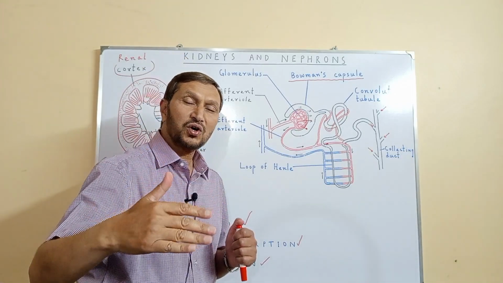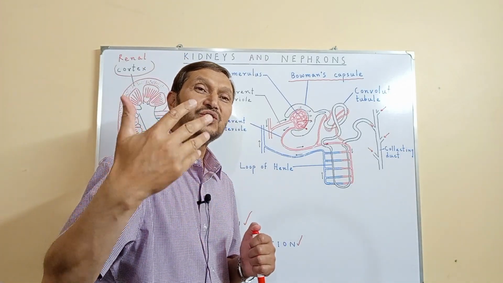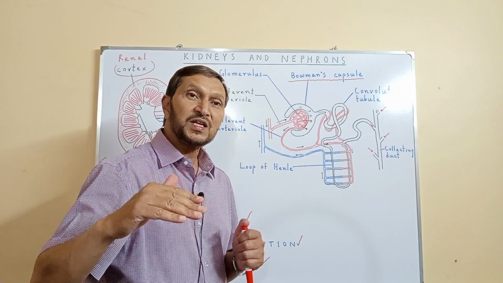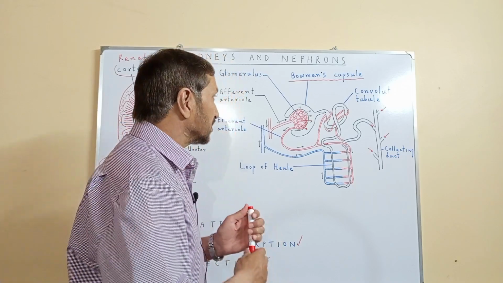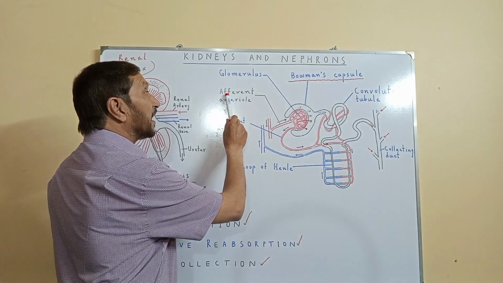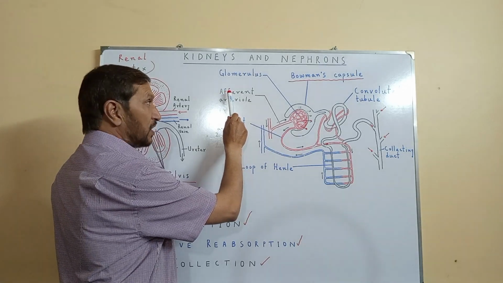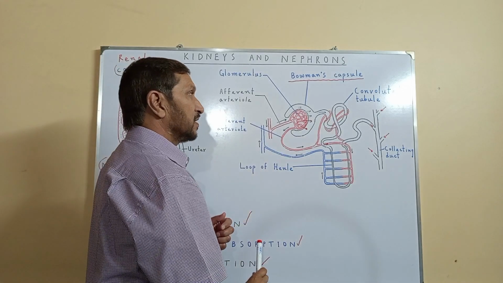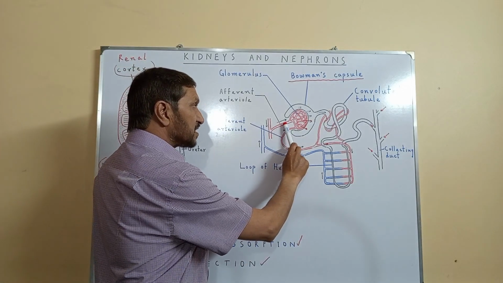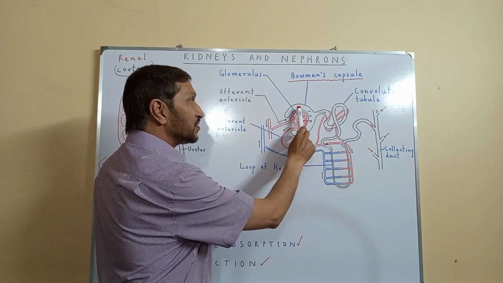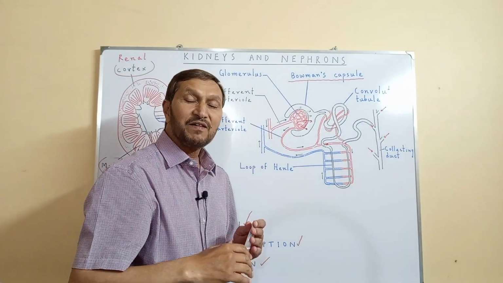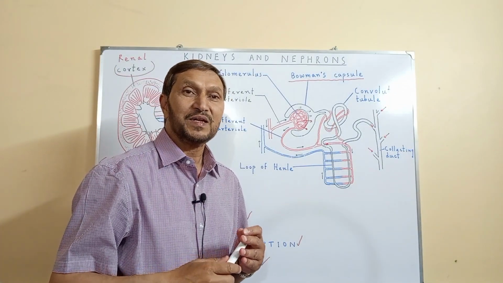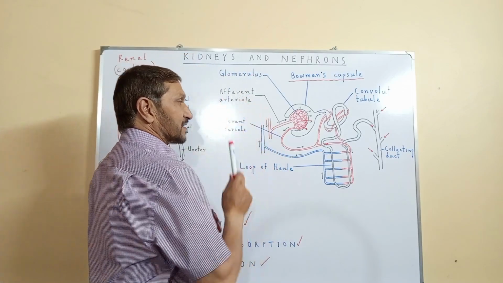Remember, the small form of artery is arteriole, like book, booklet. Similarly, artery, arteriole. So this arteriole is called the afferent arteriole. Its name starts with A, afferent arteriole. And when this afferent arteriole enters into this Bowman's capsule, it divides and subdivides and forms a network of blood capillaries which is called the glomerulus.